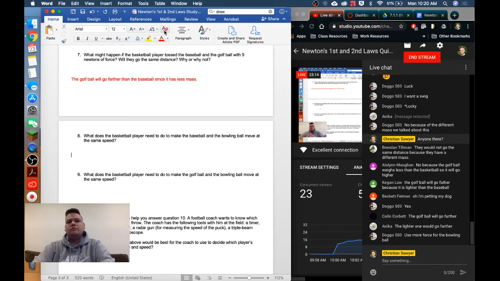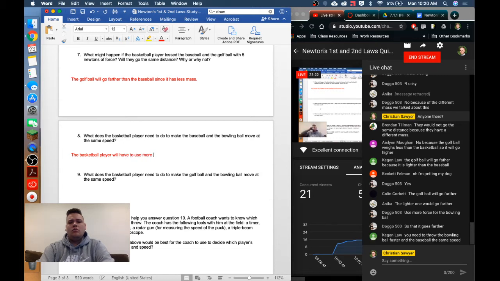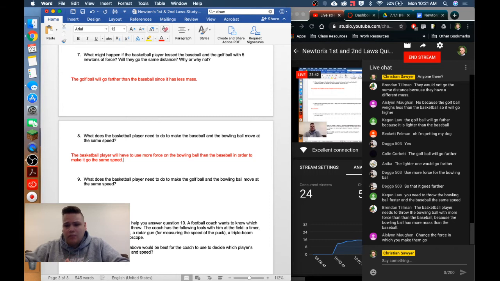So, the basketball player will have to use more force on the bowling ball than the baseball in order to make it go the same speed. Okay, Brennan says, the basketball player needs to throw the bowling ball with more force than the baseball because the bowling ball has more mass than the baseball. Exactly. Change the force. That's all you've got to do.